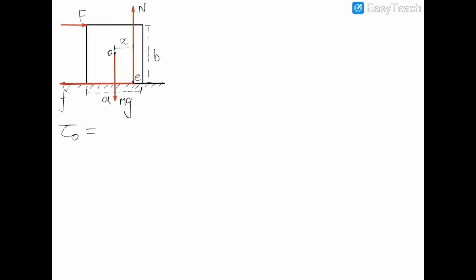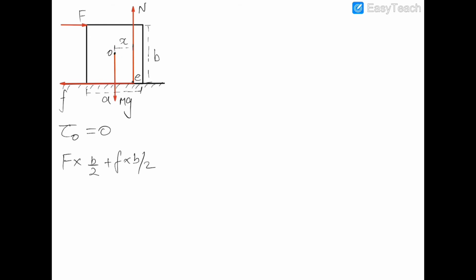So torque about O will be equal to 0, and obviously the torque about O will be F into B by 2. You can see that the distance of F from this point O is B by 2 in the clockwise direction. F is creating a torque in the clockwise direction. Now the torque of this friction is also in the clockwise sense. You can see that about the center. So the torque of friction would be equal to plus F into B by 2. Now the torque of mg about this point would be 0.